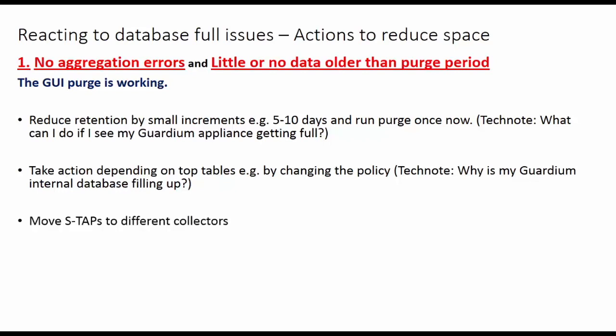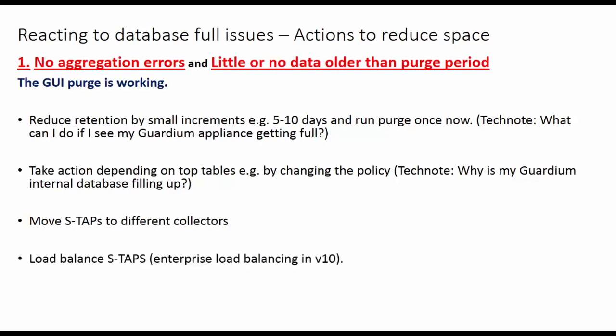If you can't change the policy and you can't reduce the number of days on the appliance, one thing you can try is moving S-taps to different collectors. So if you have a lot of S-taps on this one collector that's getting full, you might want to move one of them over to a different collector, and that can balance the load out better in your environment.